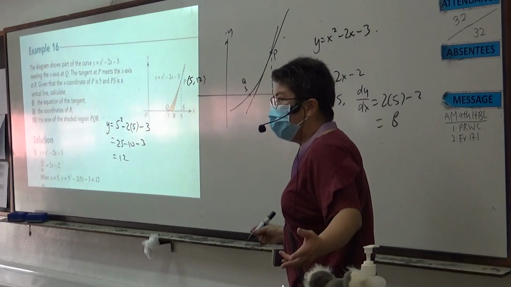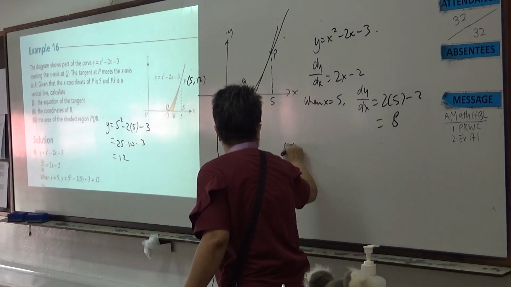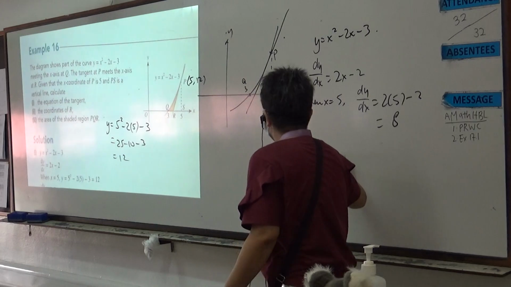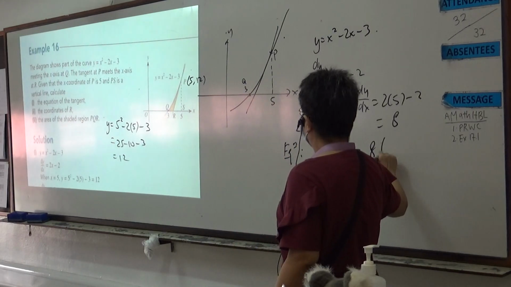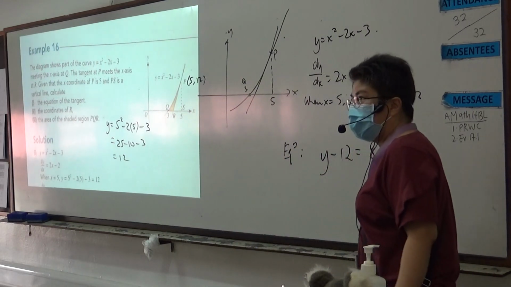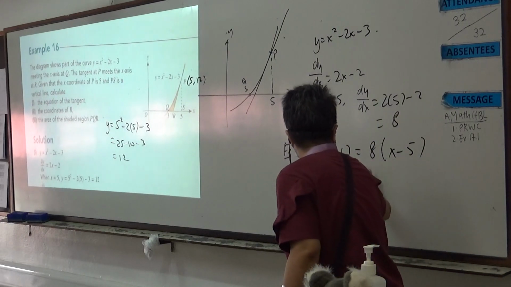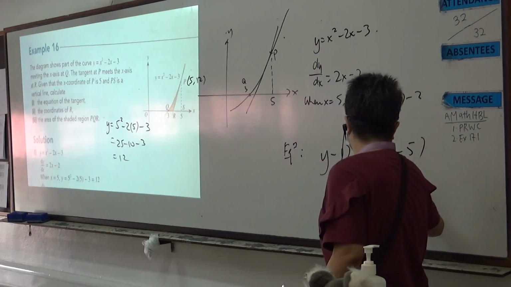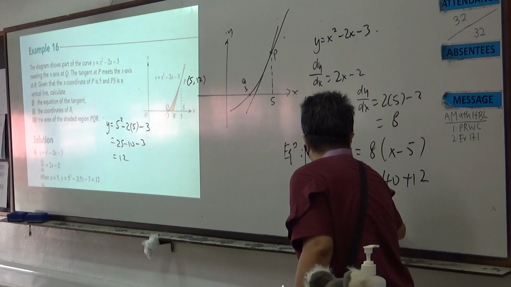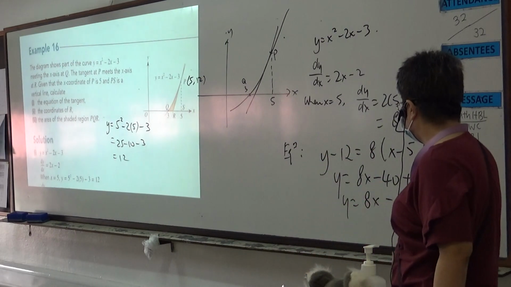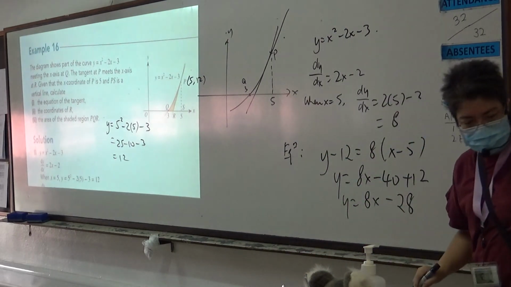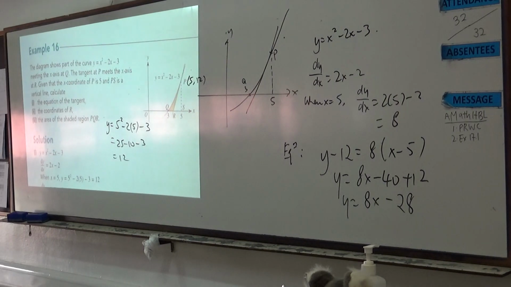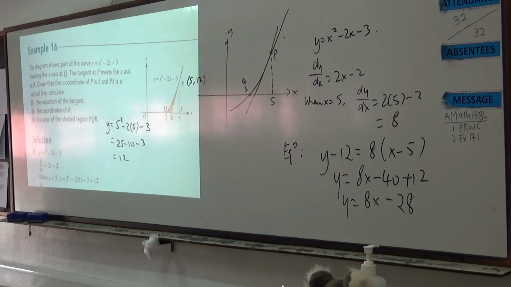So what's the equation of the tangent? y minus 12 equals 8 times (x minus 5). So y equals 8x minus 40 plus 12. y equals 8x minus 28. Is that correct? Everybody okay so far?